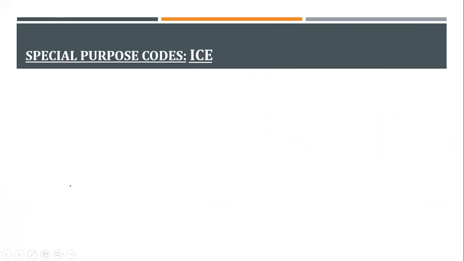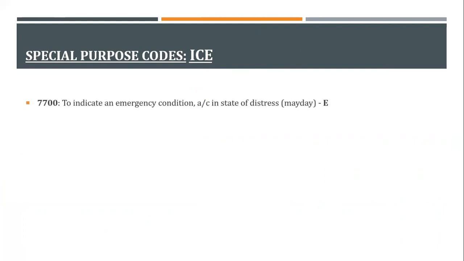Let's discuss the special purpose codes. It's basically ICE. 7700 indicates an emergency condition, and that is E. E is for emergency. Whenever you're having an emergency on board, you have to put in the four digits 7700. Whenever you put that, your aircraft will be highlighted on the ATC screen, so they will give you the most attention they can.